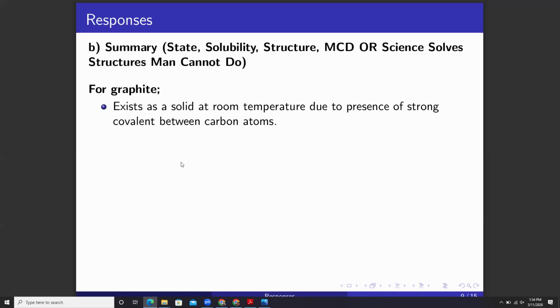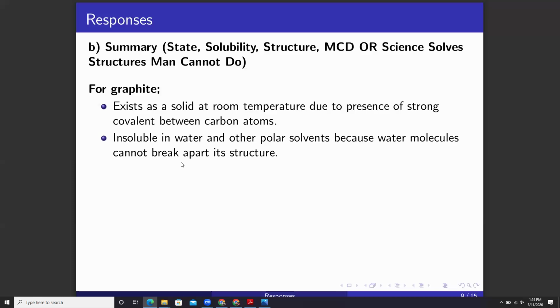Then solubility. Now, graphite is carbon. Think about charcoal. Graphite does not dissolve in water. Charcoal does not dissolve in water. So what are we going to say? It is insoluble in water and other polar solvents. Why? Water molecules cannot break apart its structure. That's why it is insoluble in water. Diamond is also insoluble in water. Sand is insoluble in water because water molecules cannot break their structures.